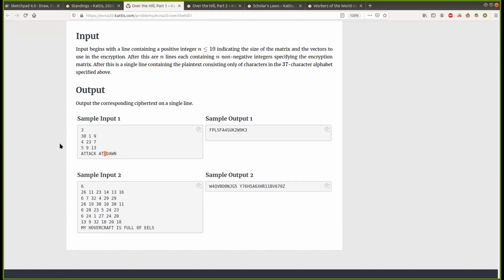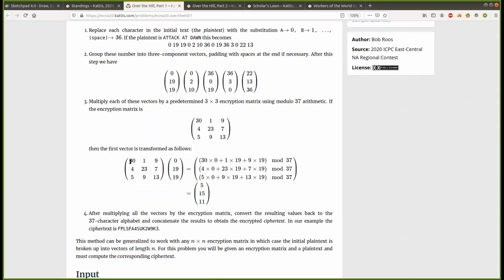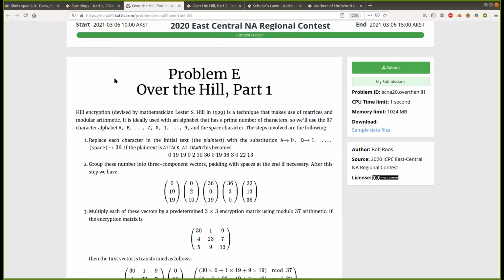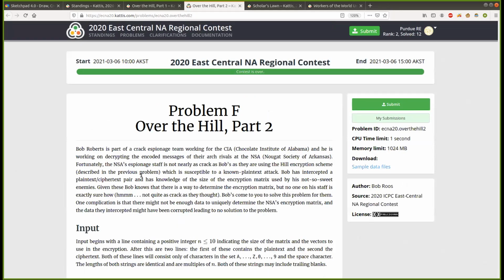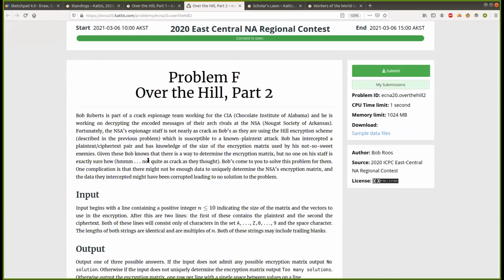But yeah, you can just make a couple functions for converting characters to and from integers mod 37. And then if you just use matrix multiplication and take mod 37, it's just follow the instructions, kind of. Yep. So then part 2 is harder, but it's also kind of straightforward.